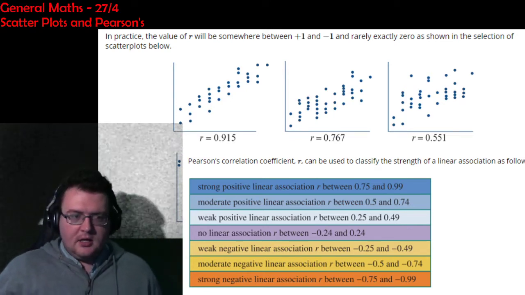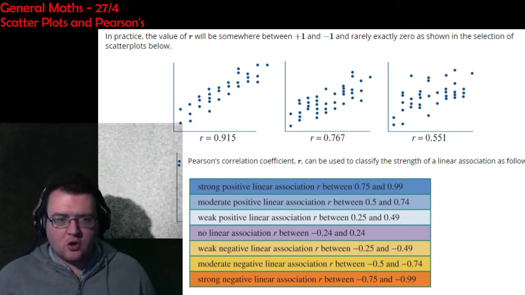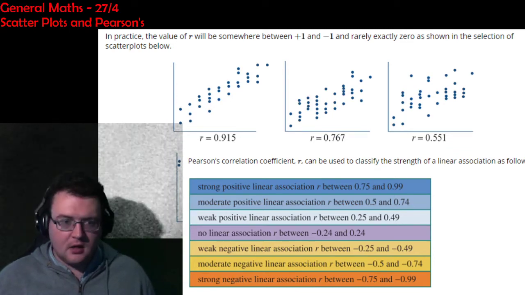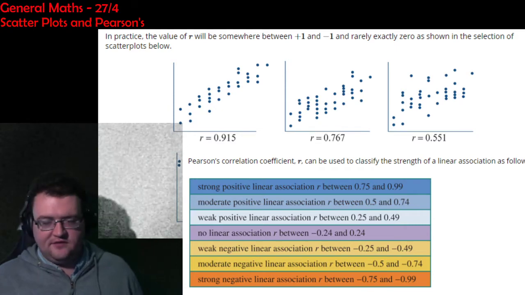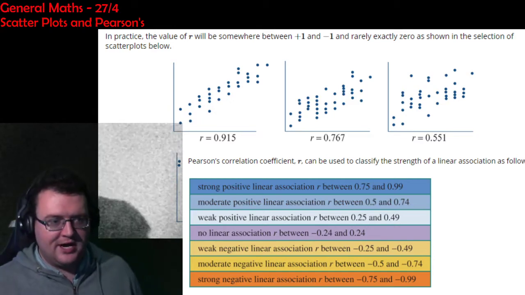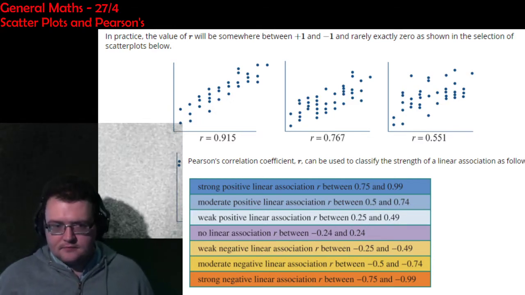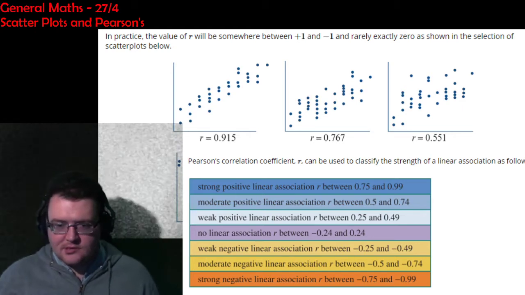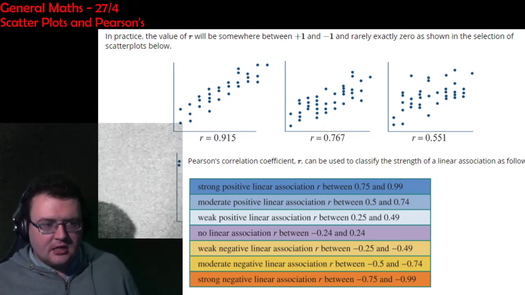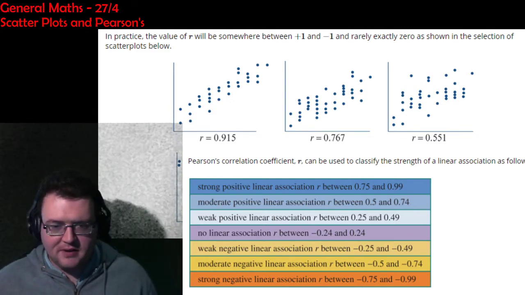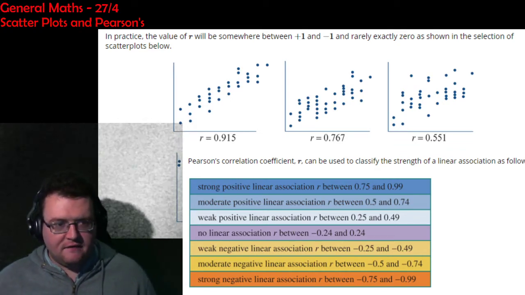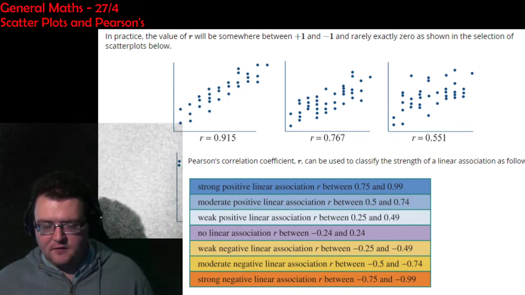Yep. 2 is strong positive. It's not as strong as the first one. In fact, it is actually awfully close to being moderate positive, but it still fits in that strong positive category. And the last one is 0.551. Where does that sit? All right. It is still moderate. It's very, very close to being weak, but it is still moderate. 0.551 is just above the bottom end of moderate.